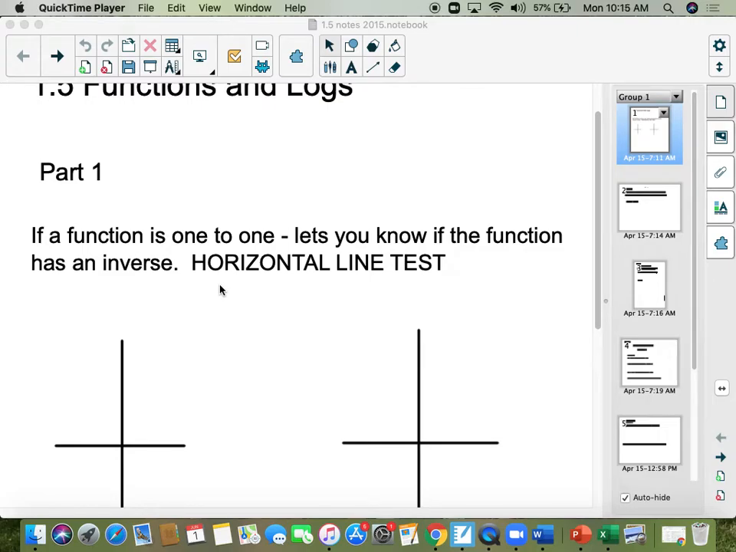Okay, a review on functions and logs. You're going to use logs a lot at the end of calculus, not at the beginning of calculus, but it's still good to review logs. So, part one: a function is 1-to-1. It lets you know if the function has an inverse.